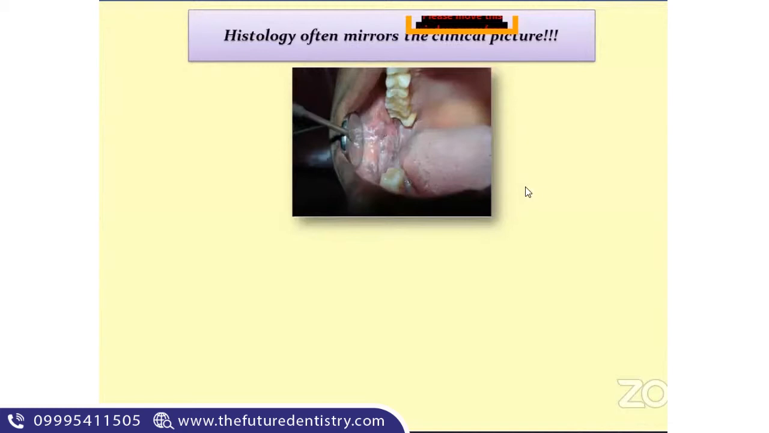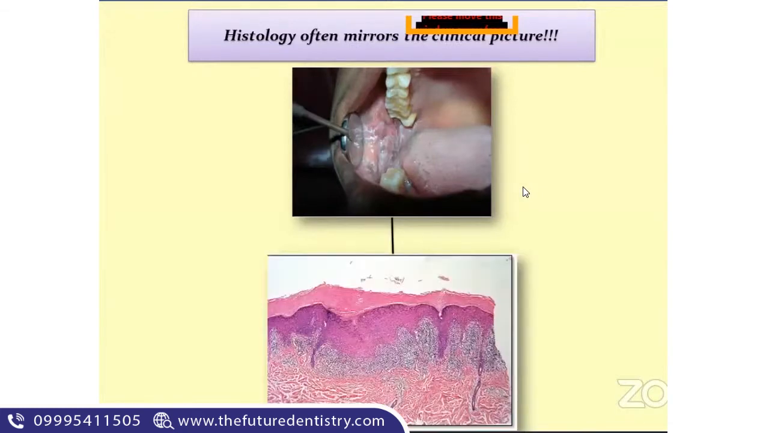Is this clear? Yes? So now look at the histology. Textbook oral lichen planus. You're seeing the hyperkeratinization. Yes? You are seeing a belt of inflammatory cell infiltrate.